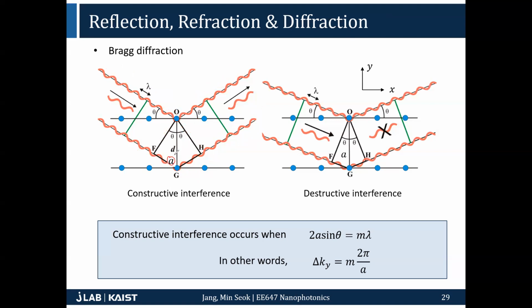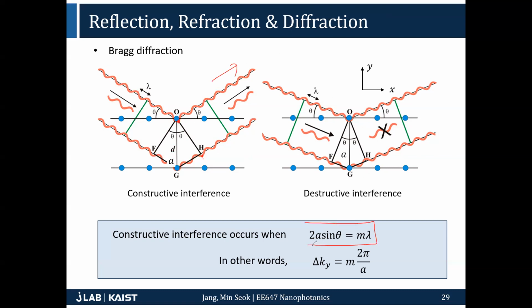This is supposed to be a. So it becomes 2a sine theta. If this path length difference is an integer multiple of lambda, then you can see here they constructively interfere with each other. If you look at the phase here, they are the same, right? They are at the lowest point. So these two waves constructively interfere with each other, okay?